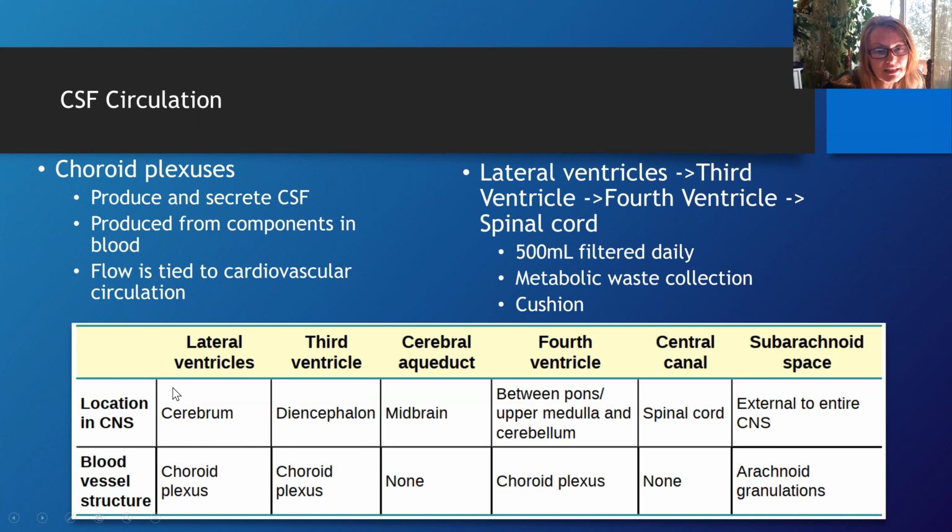And over here, we can see our ventricles, lateral, third, fourth. Then we have the cerebral aqueduct between the third and the fourth. We have the central canal, subarachnoid space. And we can see that inside the ventricles, you have choroid plexuses, and it tells you where they're located. Lateral ventricles are located in the cerebrum, the third ventricle in the diencephalon, the fourth ventricle between the pons, upper medulla, and cerebellum, the cerebral aqueduct that connects the third and fourth ventricles in the midbrain, and the central canal in the spinal cord, right? Nice summary.